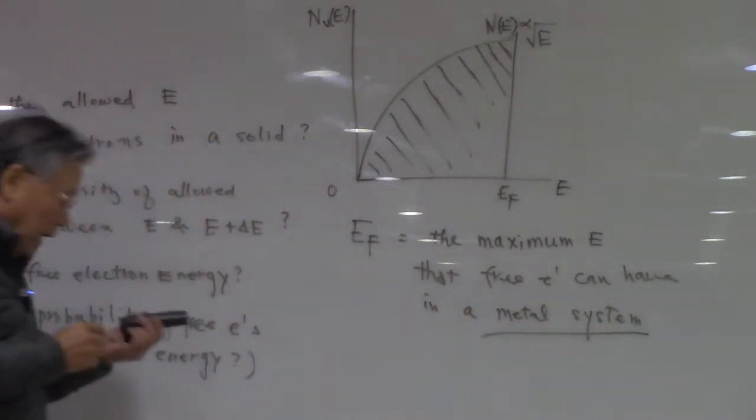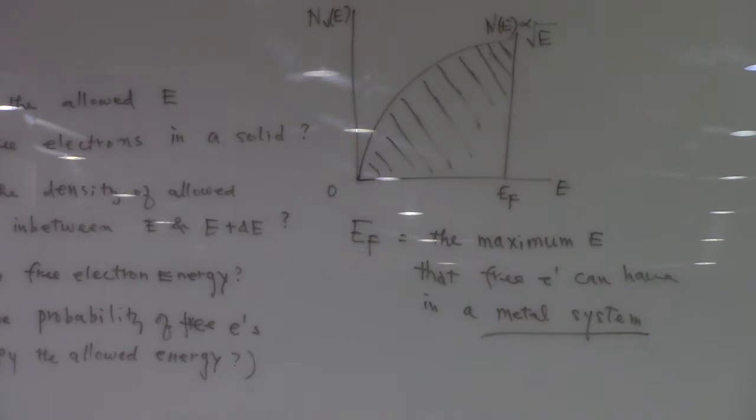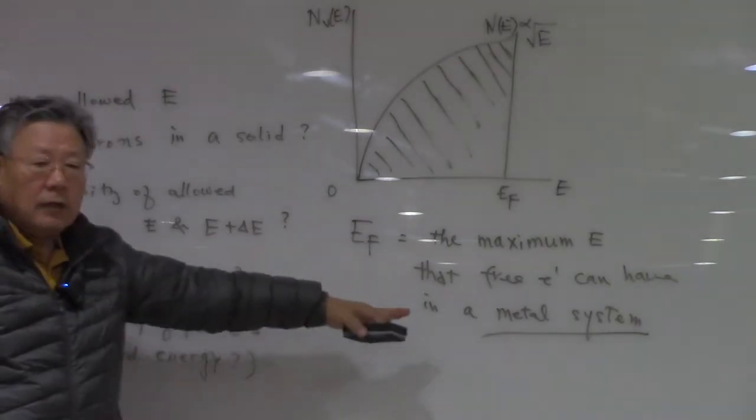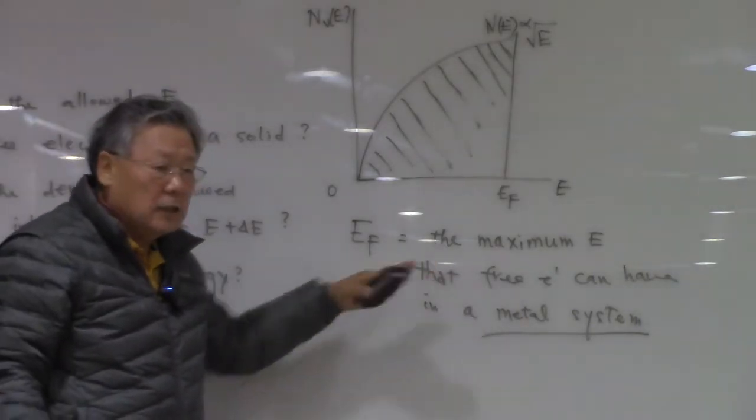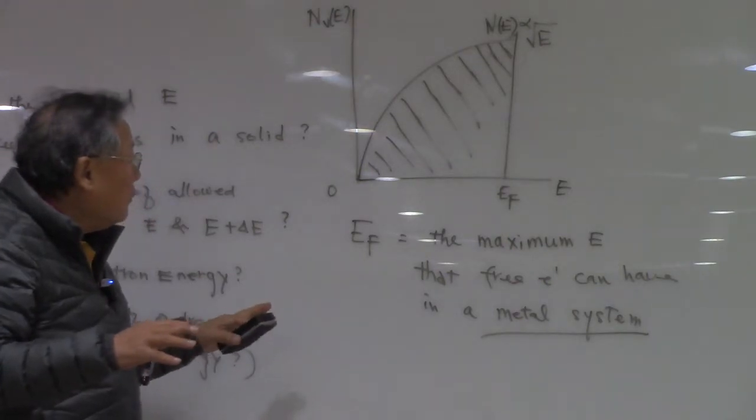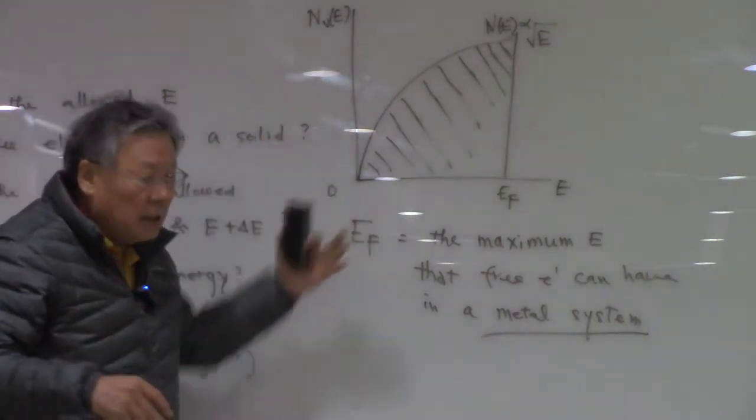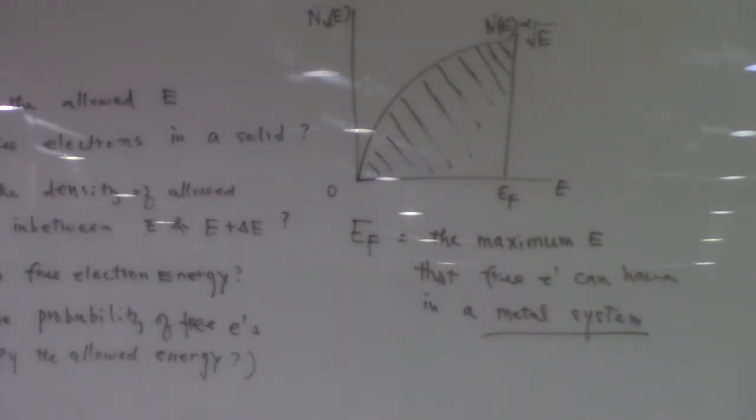We are going to talk about the other systems like semiconductors and insulators later, but for now we're talking about the free electrons, and the free electrons is most popular in the metal case. So we can say that for the Fermi energies. But if you talk about the semiconductors and the insulator, then the definition of Fermi energy is a little bit different from the maximum energy in the metal system. So we're going to talk about it in a minute.